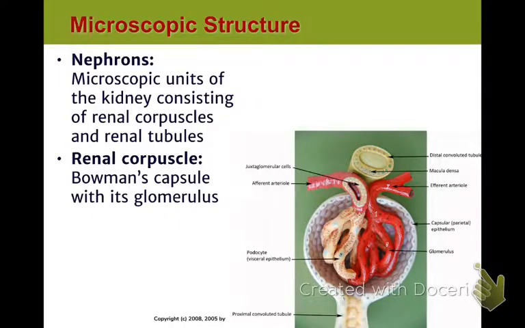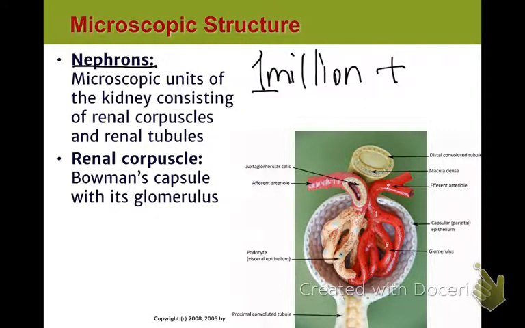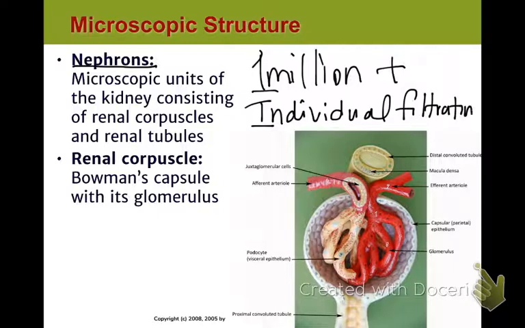When we look at the microscopic structure, the basic unit, the microscopic unit of a kidney is called the nephron. And there are over 1 million nephrons per kidney. And these nephrons are the individual filtration units. Sorry for my writing. Okay, so you have over a million nephrons in each kidney.